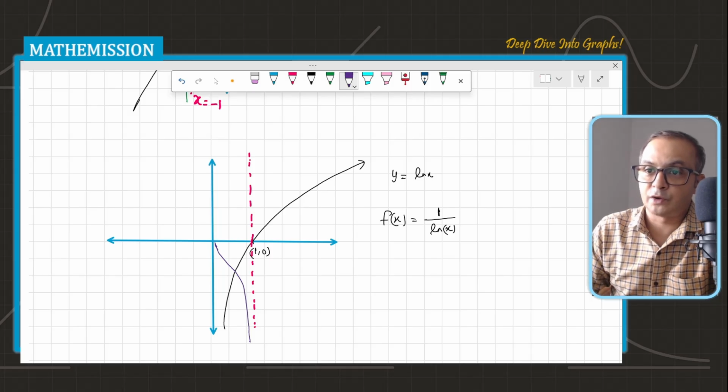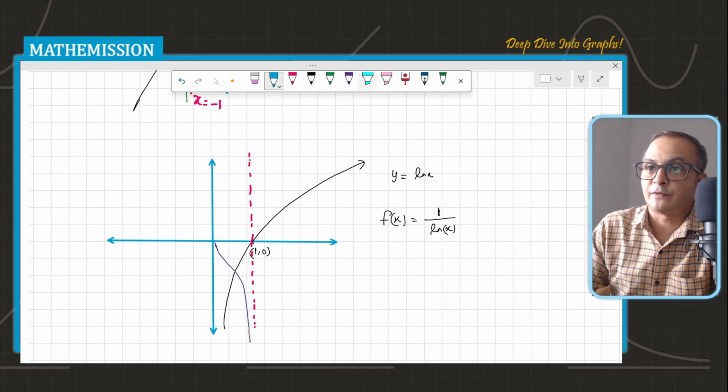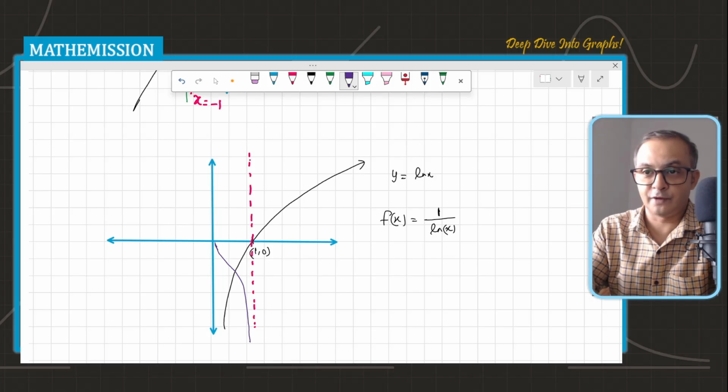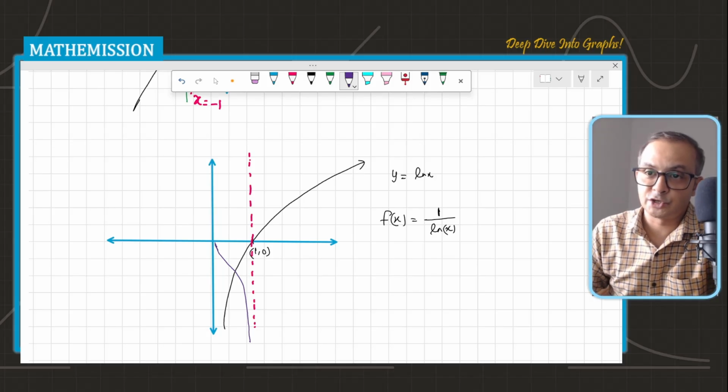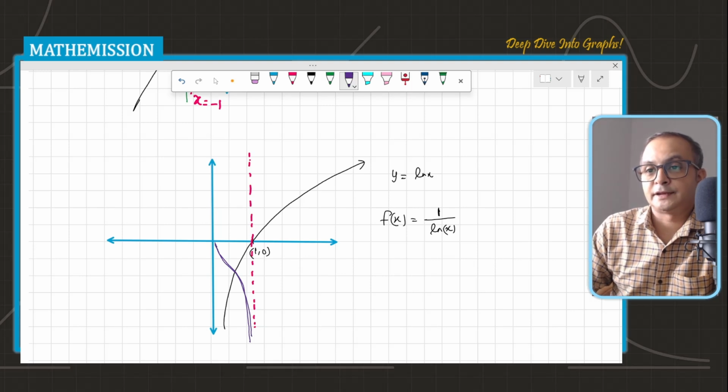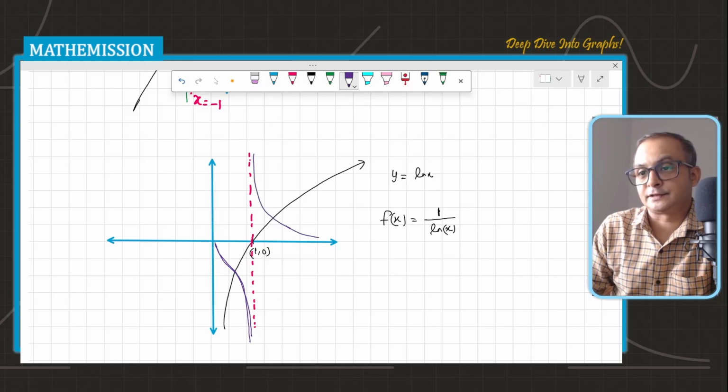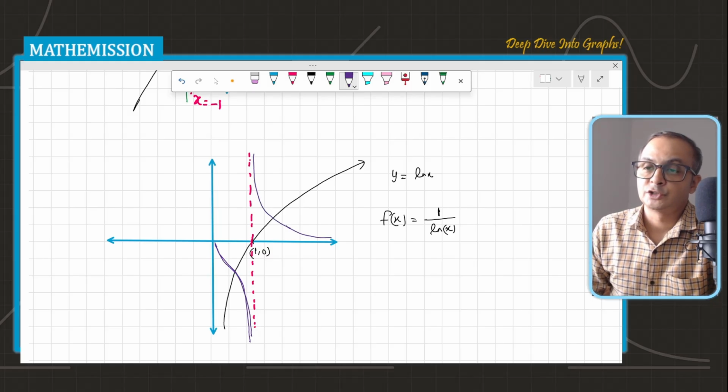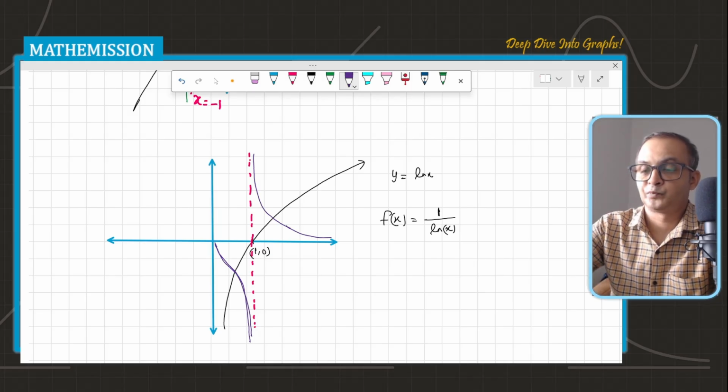Now after 1, what will happen? The graph will give you values that are always positive, so it should show above the x-axis. So here it is increasing again after 1, so the reciprocal should start decreasing from infinity and will decrease like this. So this way we can draw the graph of 1 by ln x.